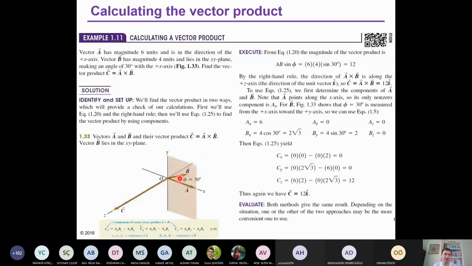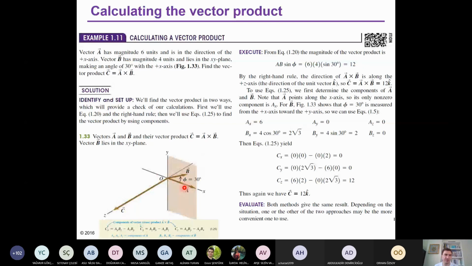Find the vector product A cross B, which is C. So what about the direction of the result, C vector? First of all, point your four fingers along the A vector, if you can see from the camera, and then curl them toward B. The thumb will show us the direction of the resultant vector. So by using the right-hand rule, I can find the direction of the C vector. C vector is perpendicular to the A vector and B vector, perpendicular to the xy plane.